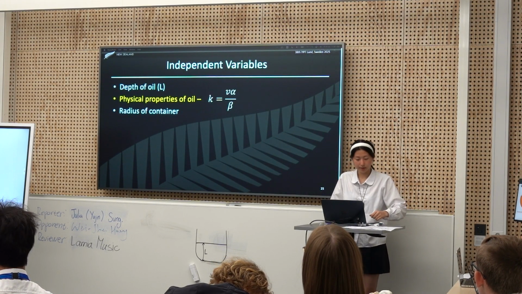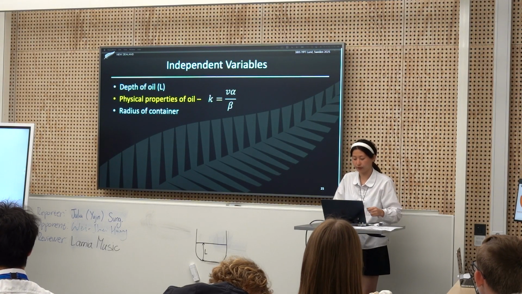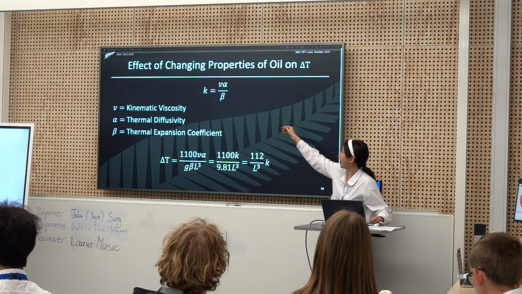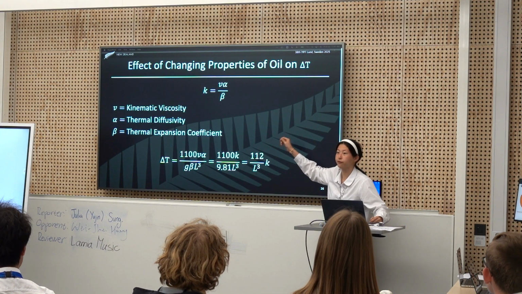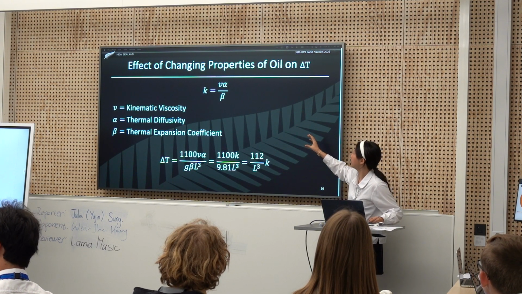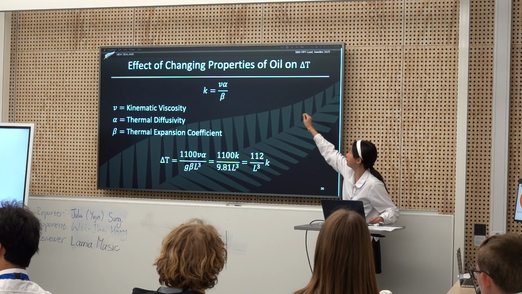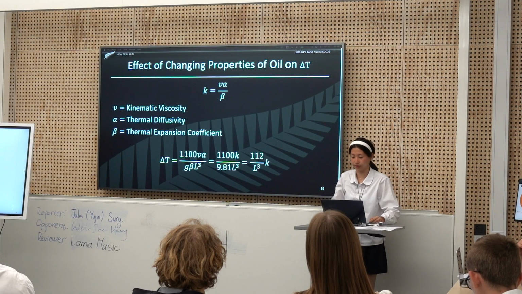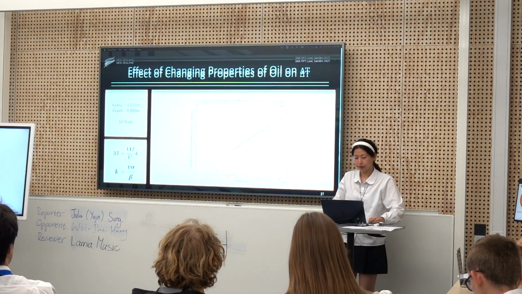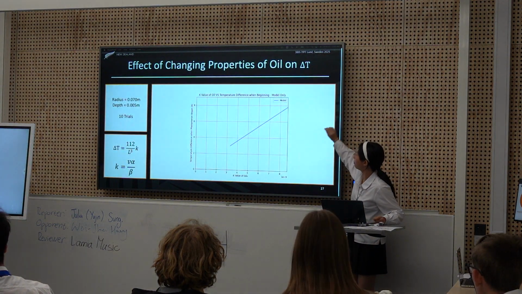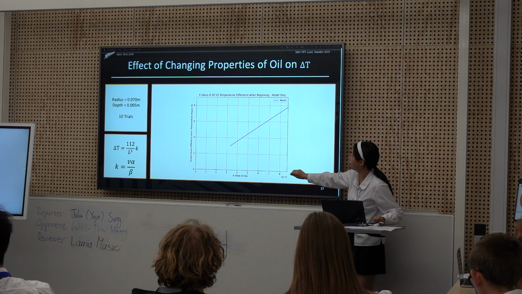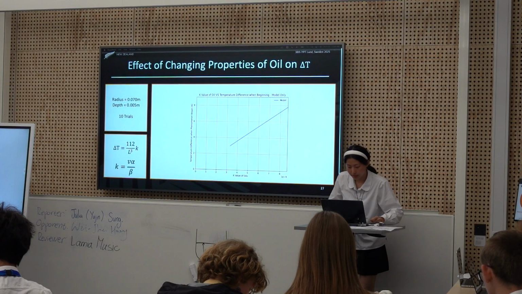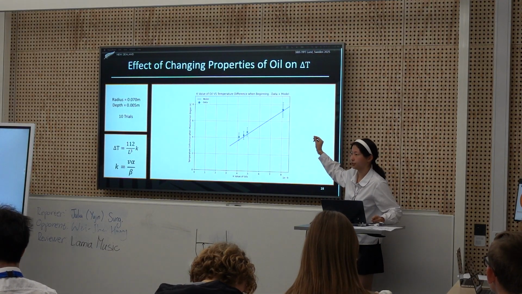Second independent variable, the physical properties of the oil. Because it's not possible to independently isolate these three fluid-specific properties, I've grouped them into a constant K, so K is Bα over β, and therefore this model can be fitted onto the graph. You can see that the model does predict a proportional relationship, with the K value increasing and the temperature difference required also increasing. This is my data fitted to this curve.